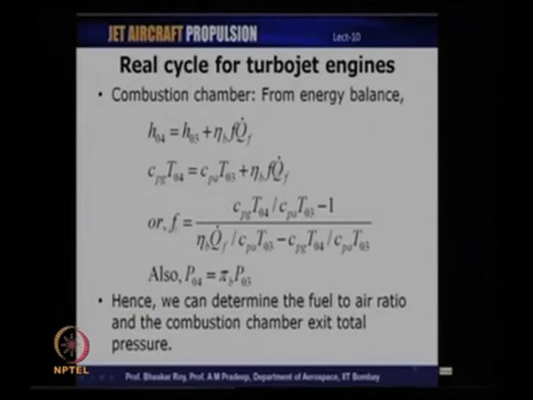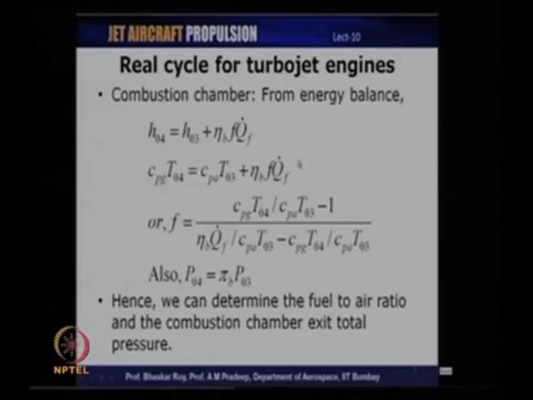If we simplify this, we can find out the fuel to air ratio. Fuel to air ratio F is equal to Cpg into T04 divided by Cpa into T03, minus 1, divided by the combustion efficiency multiplied by Q dot F divided by Cpa T03, minus Cpg T04 by Cpa T03. You might notice that if you recall what you have done in ideal cycle analysis, we normally assume that Cp is a constant.